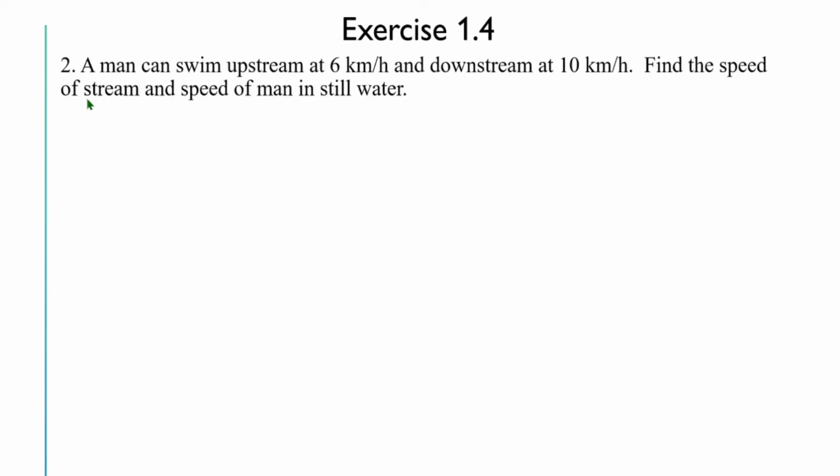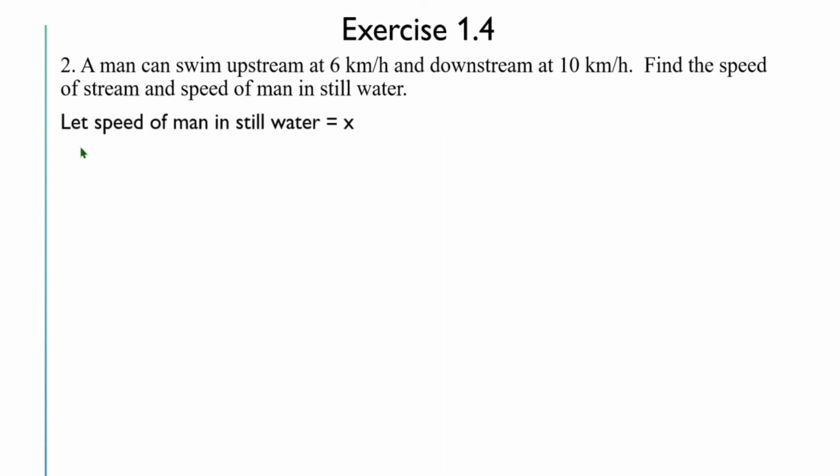The next question is, a man can swim upstream at 6 km per hour and downstream at 10 km per hour. Find the speed of stream and speed of man in still water. So here they have given the upstream speed and the downstream speed. We have to find the speed of stream and speed of man in still water.